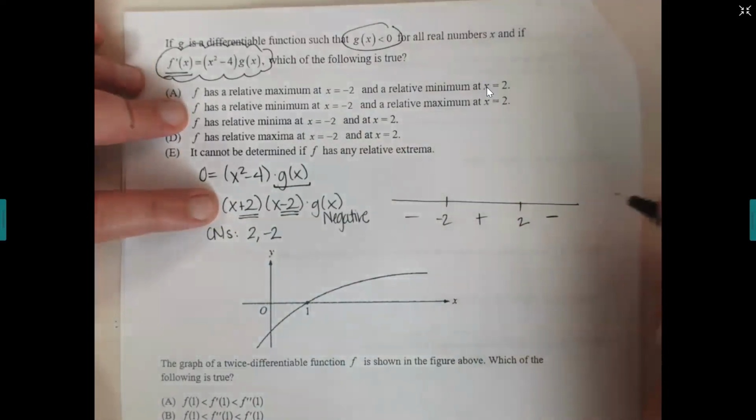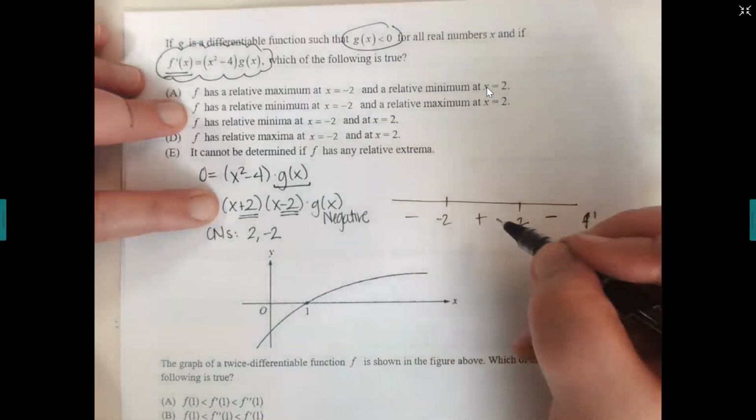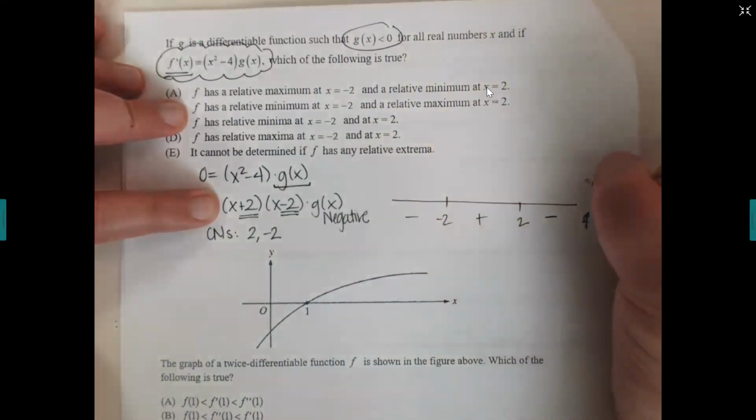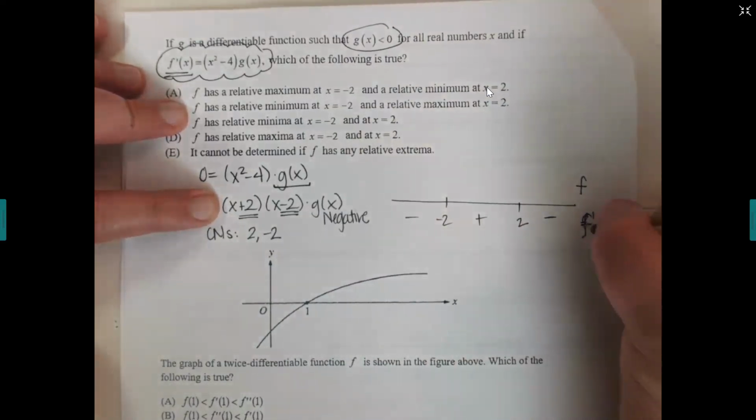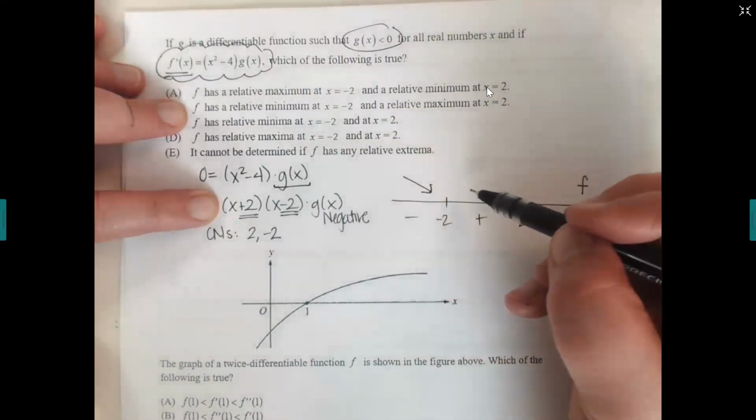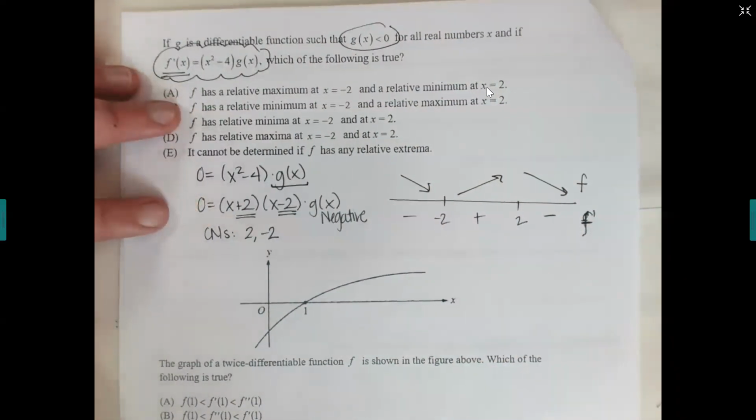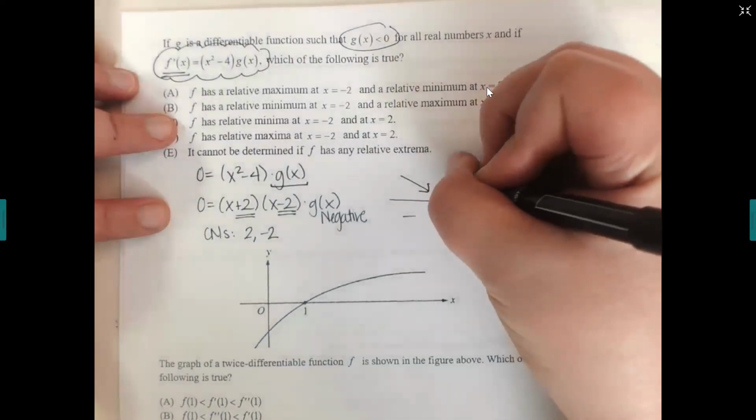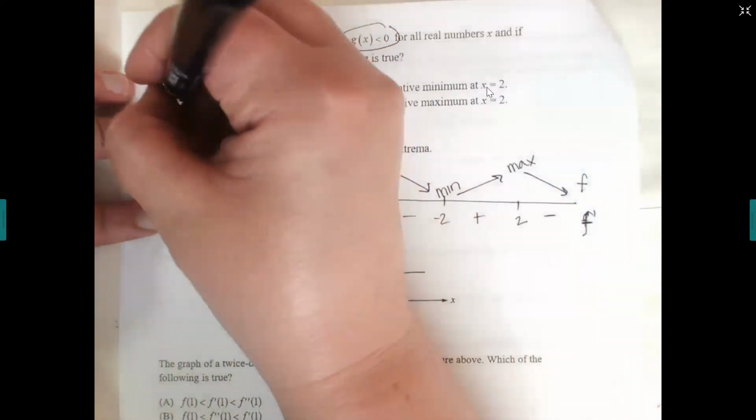And then that means that if f prime goes negative, plus, minus, then what will regular f be doing? It'll decrease, increase, decrease. So then what's my extrema at -2? Min or max? That's a min versus +2 is a max. So we would want B, relative min at -2, max at 2.